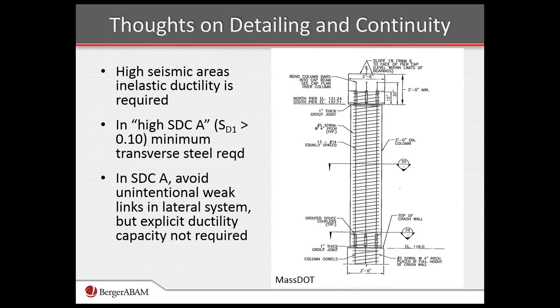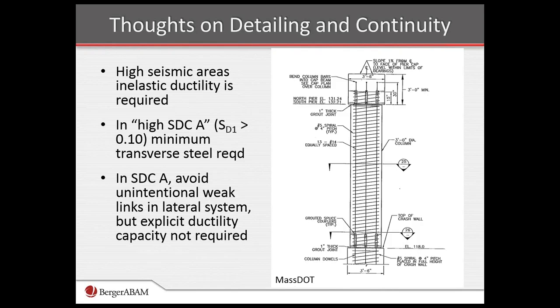So the idea is to avoid unintentional weak links and to avoid unnecessary and unexpected damage that would not render our structure life safe, if you will. In other words, it would be a potential collapse hazard. So we're trying to avoid those sorts of weak links.